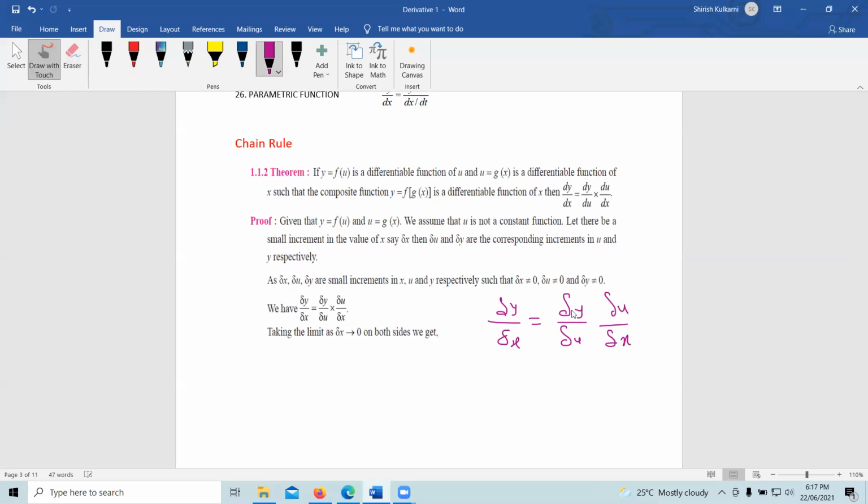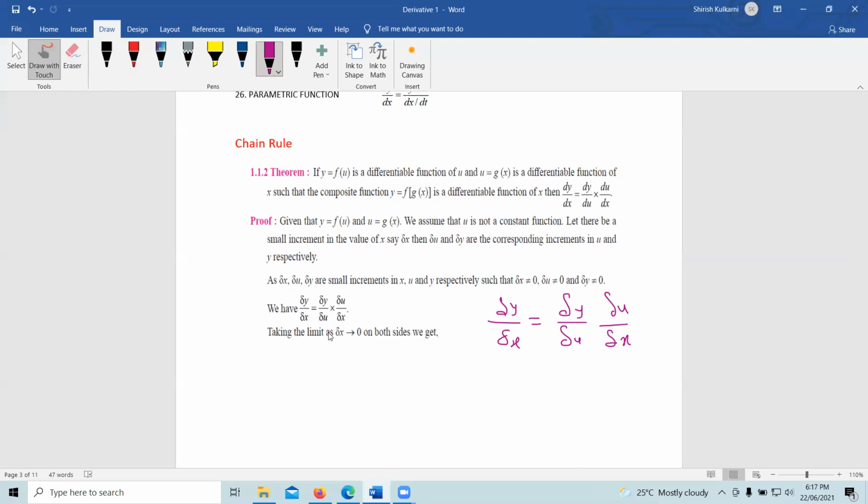तो ये क्या है, देखो, del y by del x क्रॉस में लिखना है, क्लियर. और this del u by del x, this del u gets cancelled, then del y by del x is equal to del y by del x. तो ये ऐसे हमें लिखना है, del y by del x is equal to del y by del u into del u by del x.